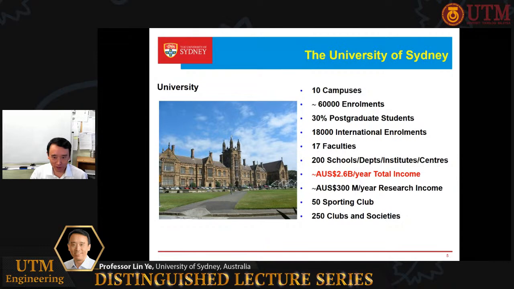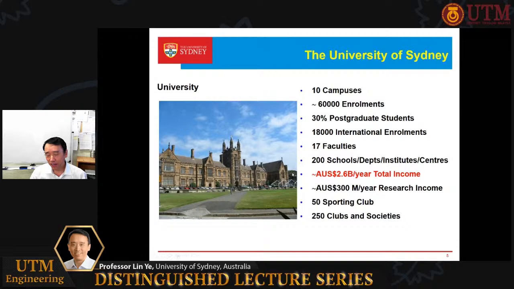The university has 17 faculties, with about 200 schools, departments, institutes and centers. The total operating budget of Sydney Uni is about 2.6 billion. I think that's probably from 2 years ago; I'm not sure about last year's number. Out of this 2.6 billion, about 300 million is used as research funding, obtained from different sources, like the government research councils I mentioned, such as the ARC or the NHMRC.